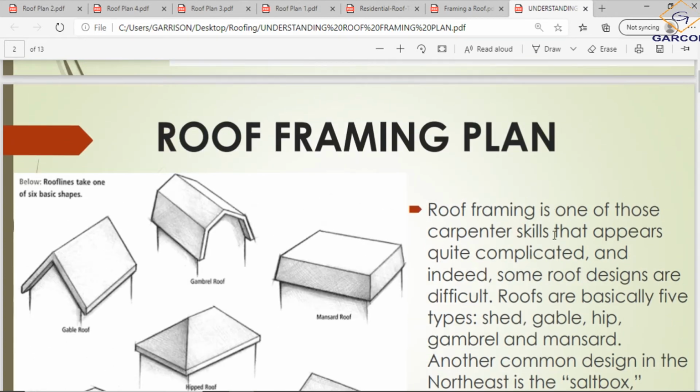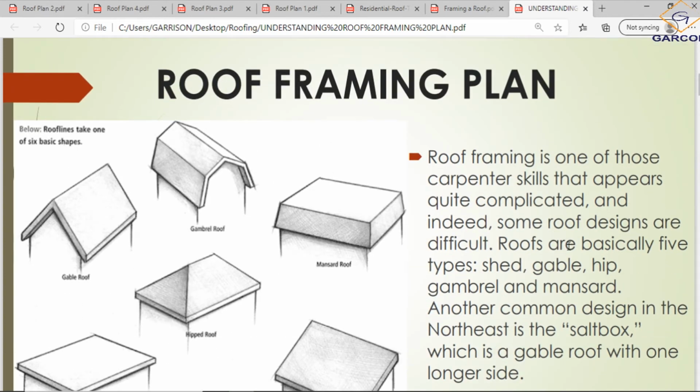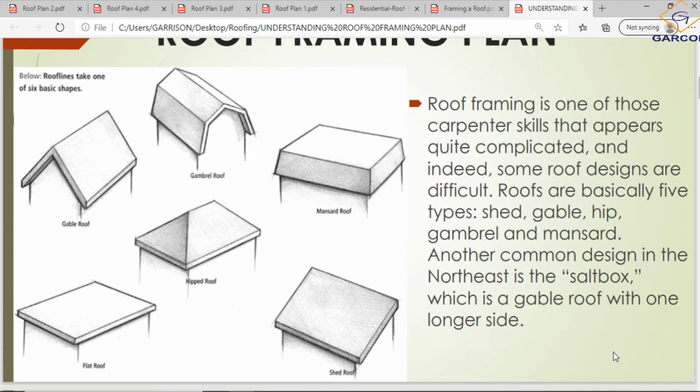So the roof framing plan, right? Roof framing is one of those carpenter skills that appears quite complicated, and indeed, some roof designs are difficult. Roofs are basically 5 types: shed, gable, hip, gambrel, and mansard. Another common design is the northeast. In the northeast is the salt box. So basically, when you go to Canada and places like that, Norway, Netherlands, you'll find salt box, which is a gable roof with one longer side.